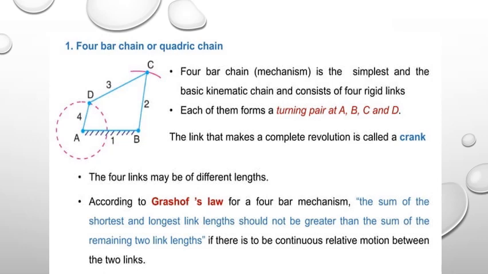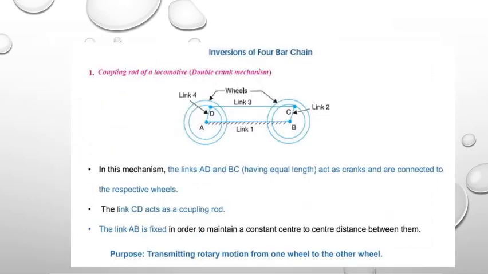There are four rigid links and turning pairs A, B, C, D, with four different lengths. According to the Grashof law, the sum of the shortest and longest link lengths should not be greater than the sum of the remaining two link lengths. Next, inversion of the four bar mechanism.